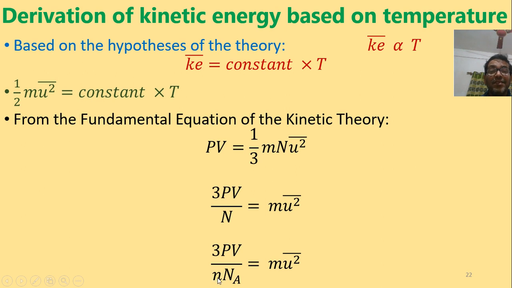Small n means the number of molecules in the molar sense. Na is Avogadro's number, that is 6.023 × 10^23. So capital N, the number of molecules, we can write in these terms: the number of molecules in the molar sense times Avogadro's number. Then we can write this.